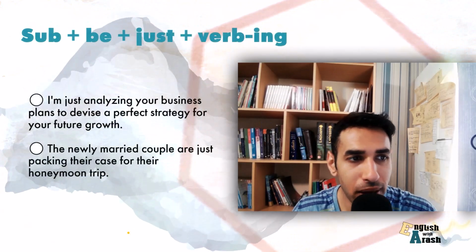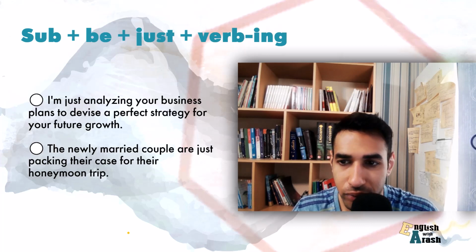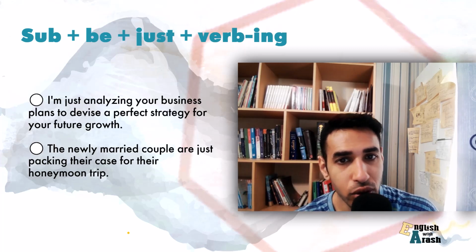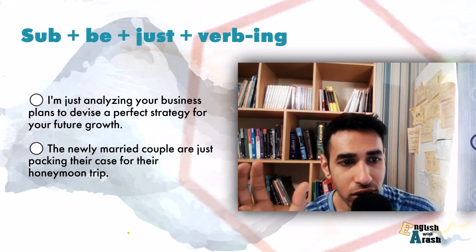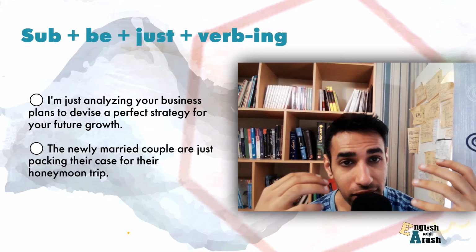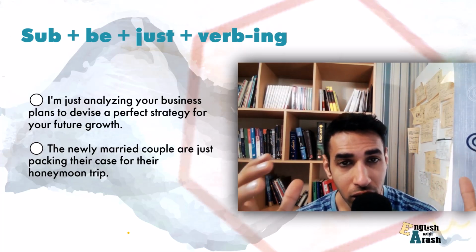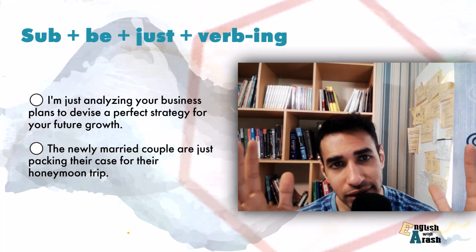Now another pattern. Subject, be, just, verb ing. This pattern again comes with the progressive or continuous form of the verb. So we want to talk about an action that is ongoing. It means we are already in the action. It emphasizes the moment of present, that we are already doing something at the moment of present. This structure is less common in English.